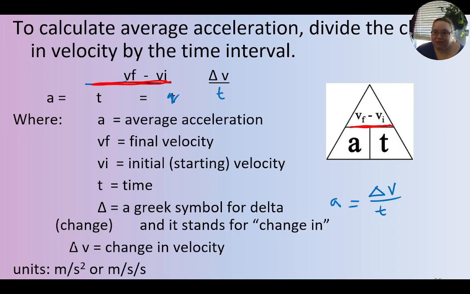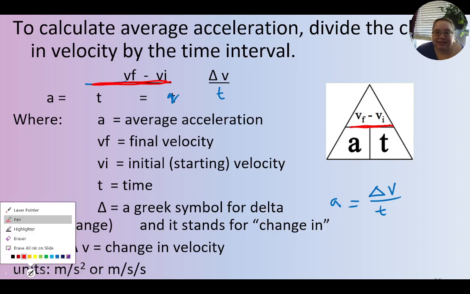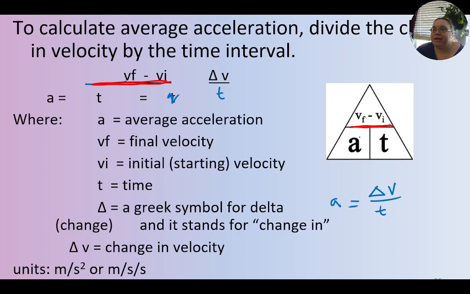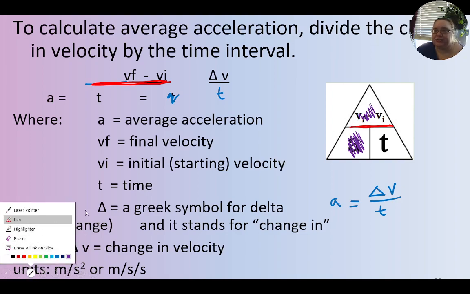The nice thing about the triangle is it lets you set up and solve for different types of problems. So let's say I have the acceleration, but I'm trying to find time. Well, it tells me that if I have acceleration and I have my velocities to find time, I would take velocity divided by acceleration.